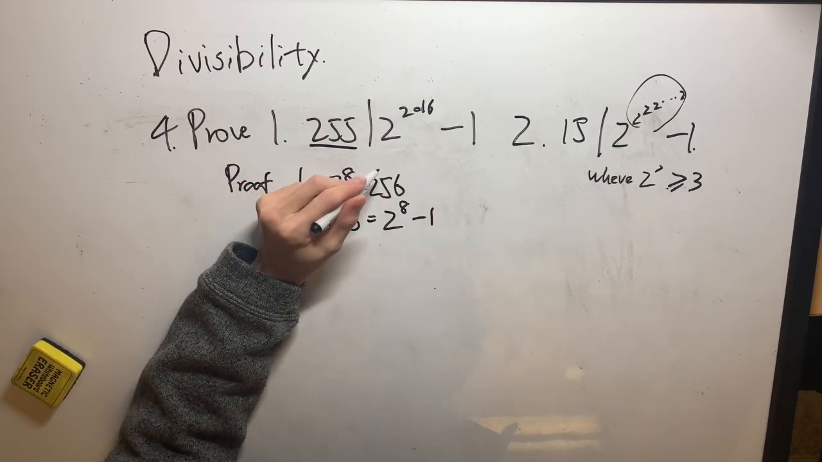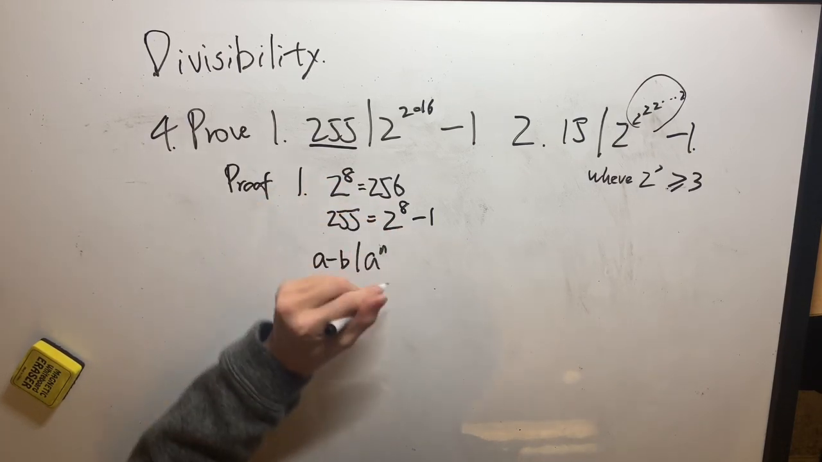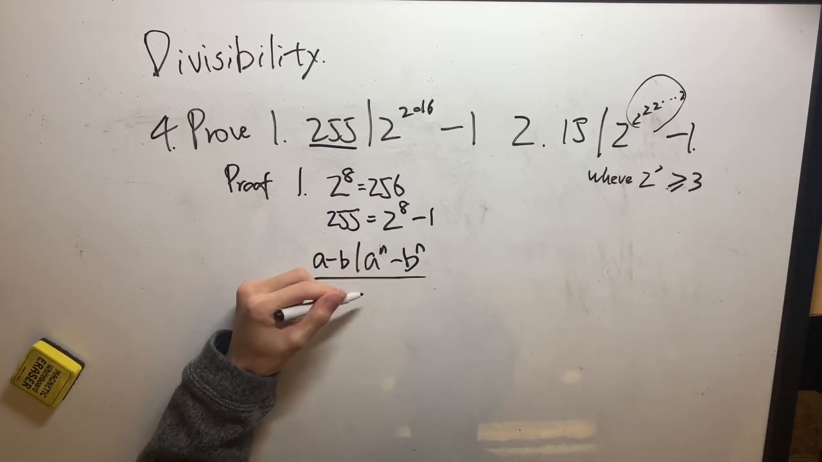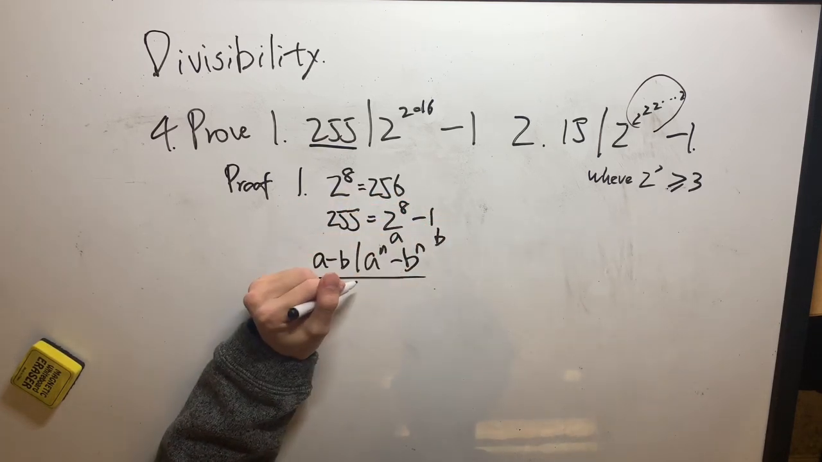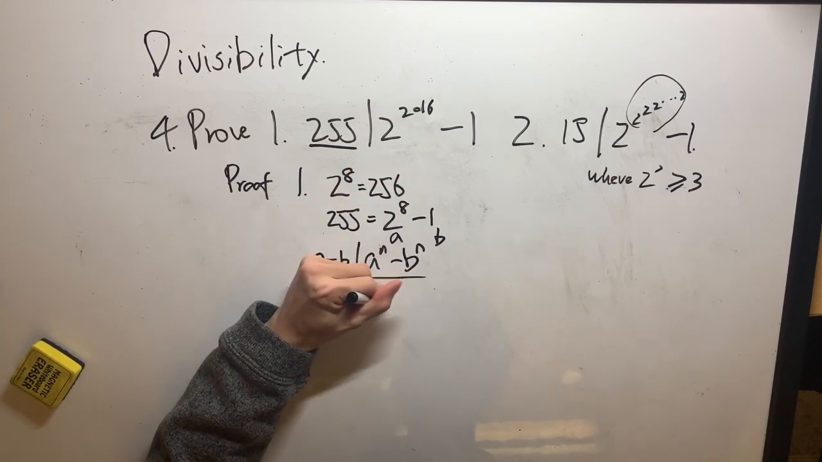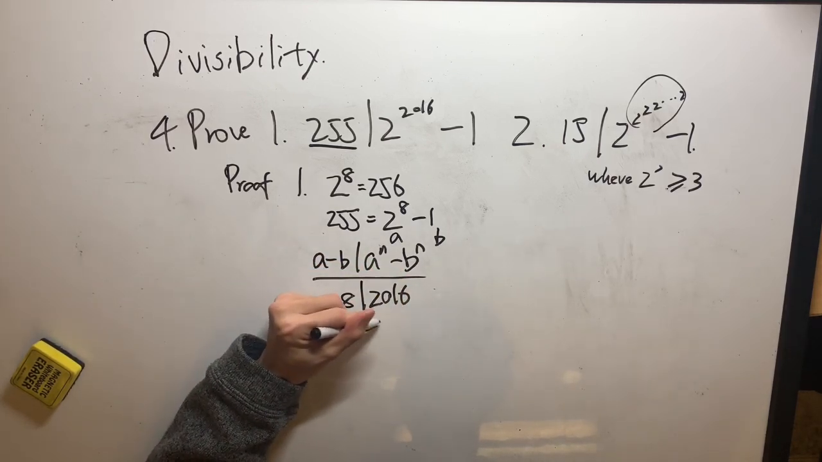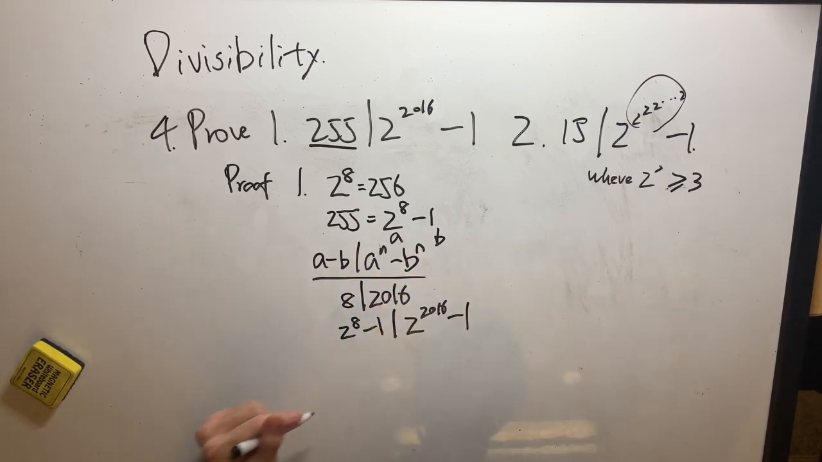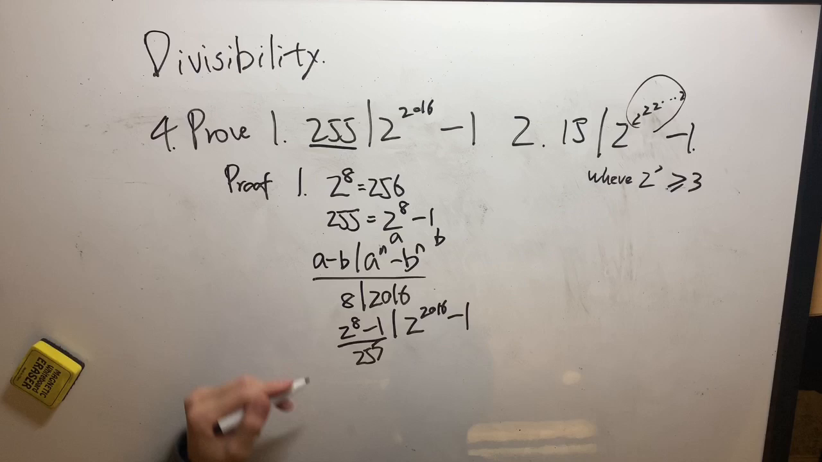And as we recalled earlier, a minus b divides a to the n minus b to the n, and we have proved this. And now we can make 2 to the 8th as a and 1 as b. And obviously 8 divides 2016. Thus, 2 to the 8th minus 1 divides 2 to the 2016 minus 1, and that's 255. And we solve this question.